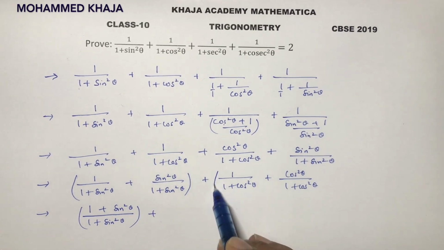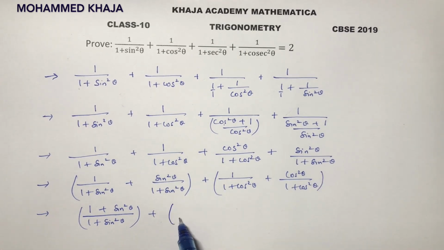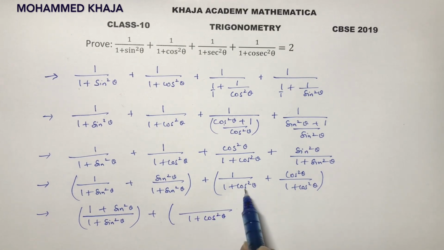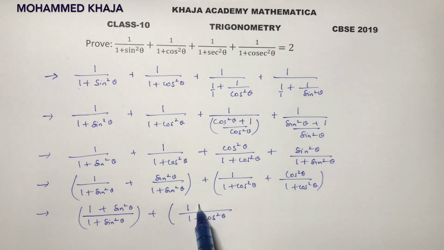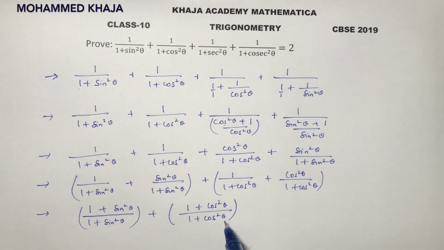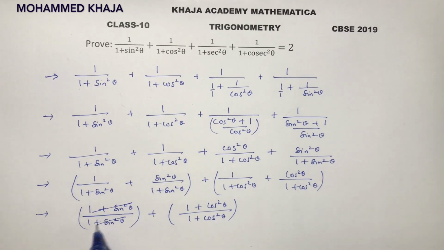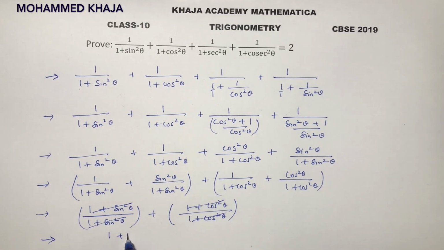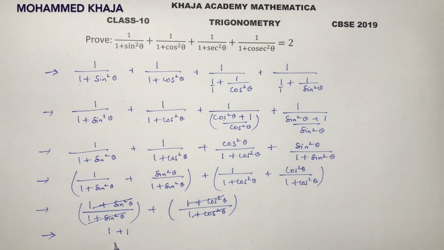Plus for these two terms the denominator is same, so directly you can add, LCM 1 plus cos square theta, so 1, and here cos square theta. Now if you cancel these terms, 1 plus sine square theta by 1 plus sine square theta, 1 plus cos square theta by 1 plus cos square theta, this is 1 plus 1, which is nothing but 2.